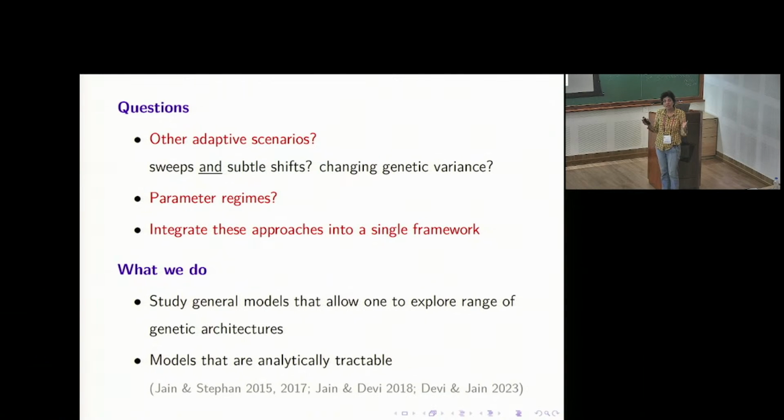And we would like to think of putting population genetics and quantitative genetics into a larger framework, because both are about adaptation, right? So we would like to put this in a single framework and study that. So this is what I do. I like to study general models. So specifically for this case, I would like to investigate general enough models that allow us to explore various types of genetic architectures and see what other scenarios come out of this, okay?